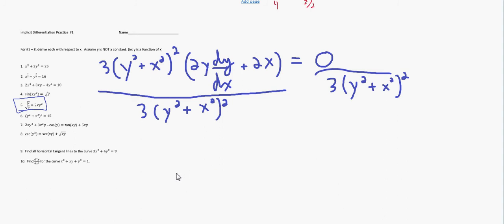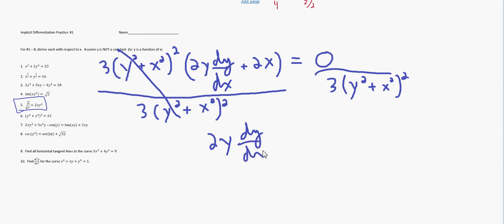Okay, and the reason we're allowed to do that is because, if it's equal to 0, then either the first big thing we're multiplying by could be 0, but that only happens when x and y are both 0, and that's not on our curve. Really, though, if you're just a first-year calc student, you're probably not even worried about that. You're just going to divide by it and be left with what's inside of here.